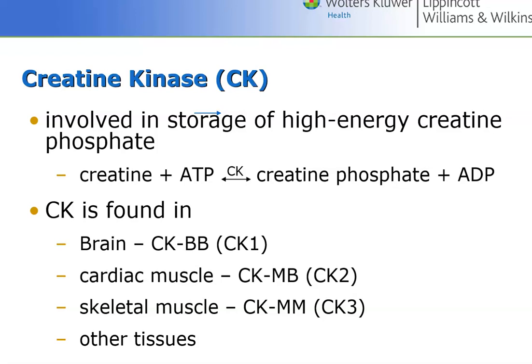So we have CK in multiple places. We have three different fractions of CK. CKBB is found in the brain. CKMB is found in cardiac muscle, and that's the one that's hugely important to us. We'll talk about that again when we get to the cardiology piece. And then we have CKMM, which is found in skeletal muscle. Now there are other muscles in your body, so of course you're going to find CK in other places. These are the primary areas where we find the big amounts of it.